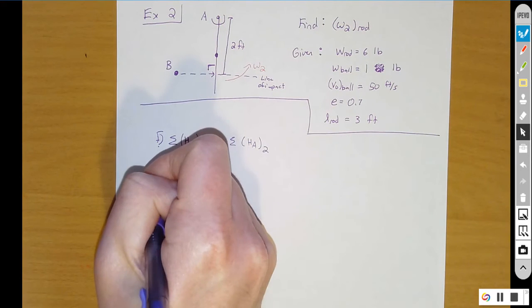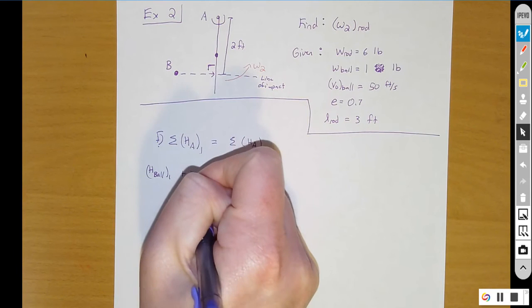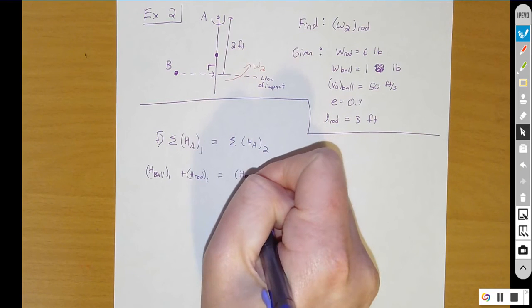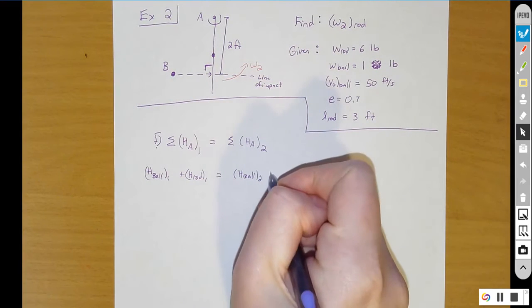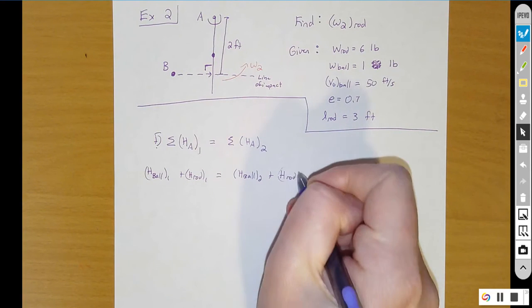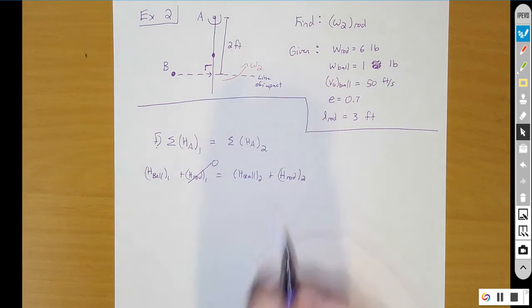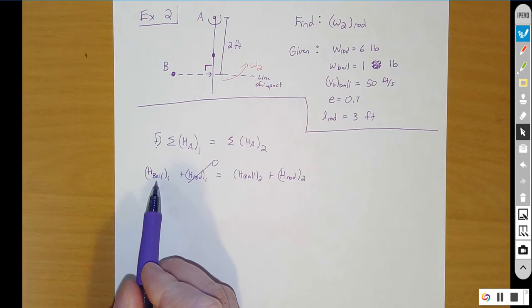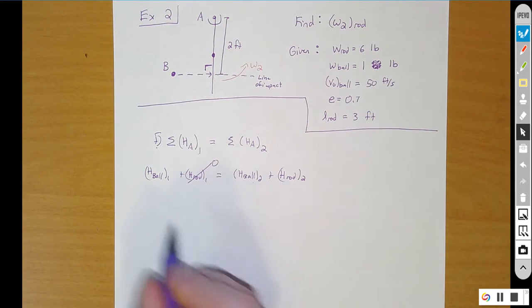Let's break this apart. We will have the ball at 1, the rod at 1, the ball at 2, and the rod at 2. Again, the rod is not initially moving, it's hanging down, so this will zero out. And unlike the last time, we'll be able to find this because we have all the information for it. But we're going to have 2 unknowns, which means we're going to need another equation. So let's go ahead and get what we do know.